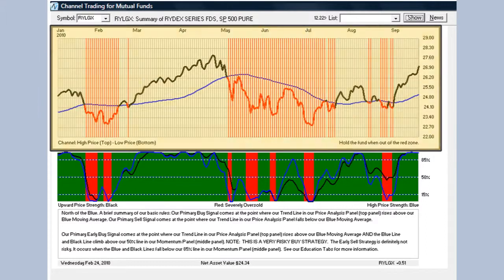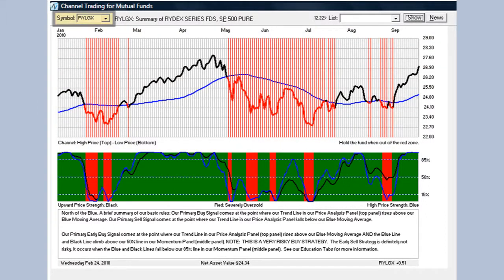The mutual fund we will be using is the RIDEX Large Cap Growth Fund. The ticker symbol is RYLGX. The year we will be looking at is 2010.